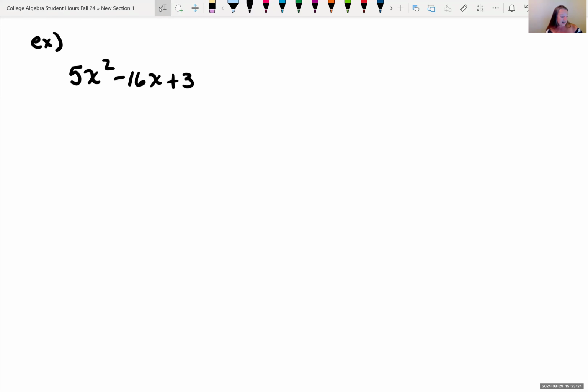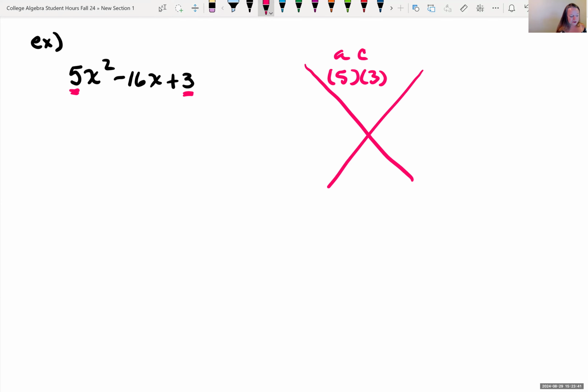So now let's look at an example with these numbers. We have 5x squared minus 16x plus 3. So I know my a value in here is 5. My c value in here is 3. If I multiply those 2 numbers together, I get 15. So I'm looking for 2 numbers that multiply to give me 15, but they add to give me negative 16.